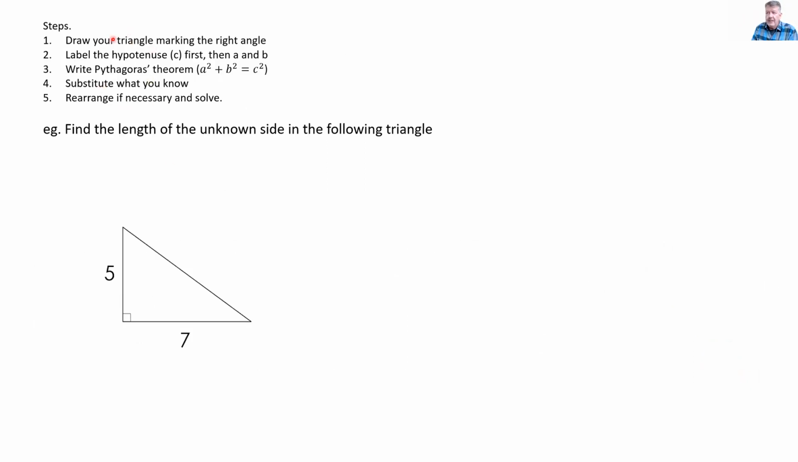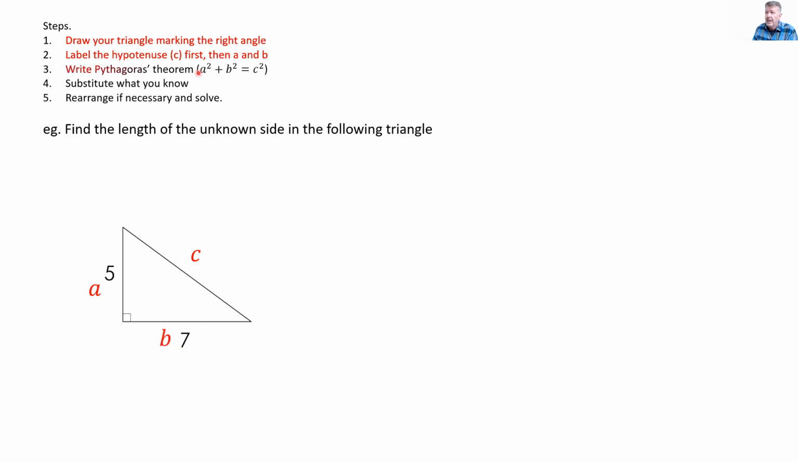Now, I've put the steps up here just to remind us, and we're going to go through this one. Find the length of the unknown side in the following triangle. Well, first up is draw your triangle marking the right angle. So we've drawn it, we've got the right angle there, we've done that step. Label the hypotenuse C first. So which one's a hypotenuse? There it is, opposite there. And then A and B. Now again, doesn't matter which one's A and which one's B, just randomly A and B there.